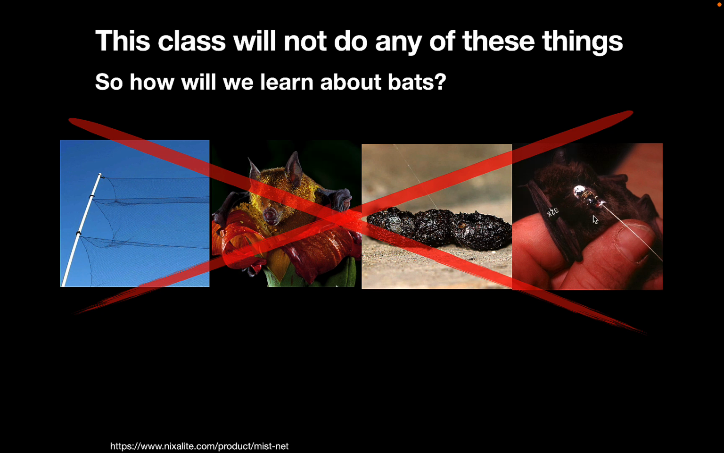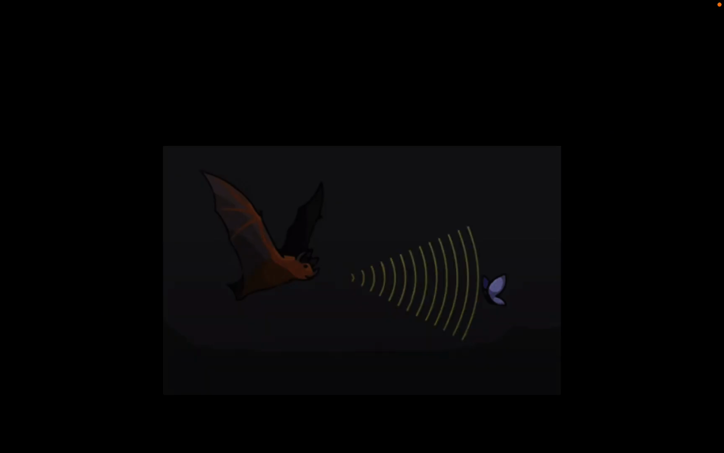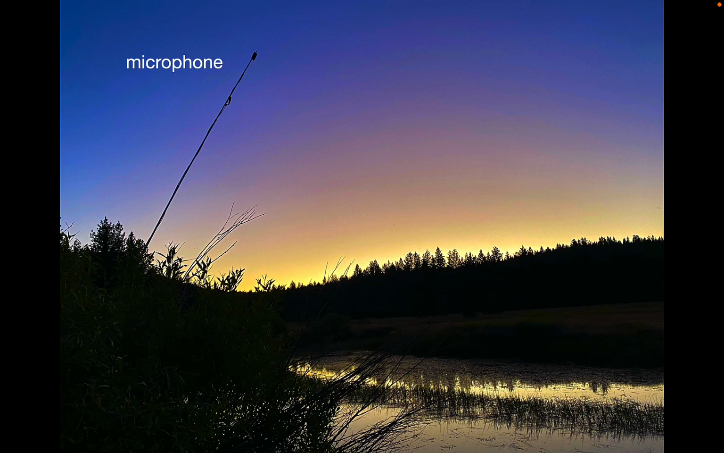So what can we do to study them? We can listen to them. Of course, you know that bats echolocate, and that is the source of our class. We are going to set out microphones like this. This is located close to where that mist net was set up in the beginning of our study, but you can also set them up other places.